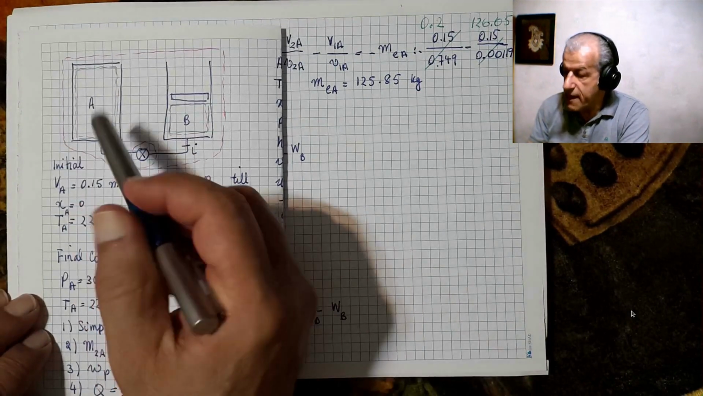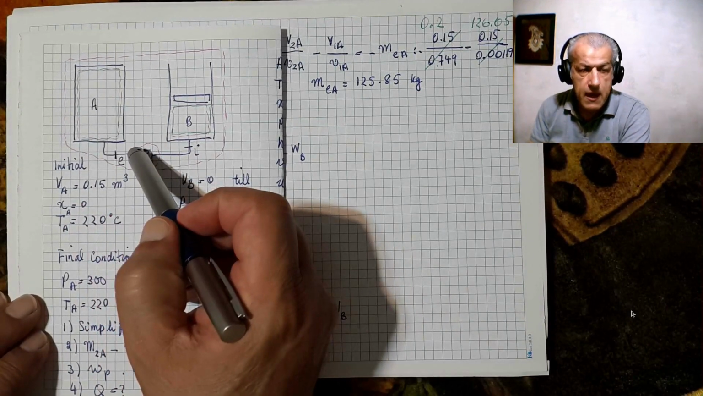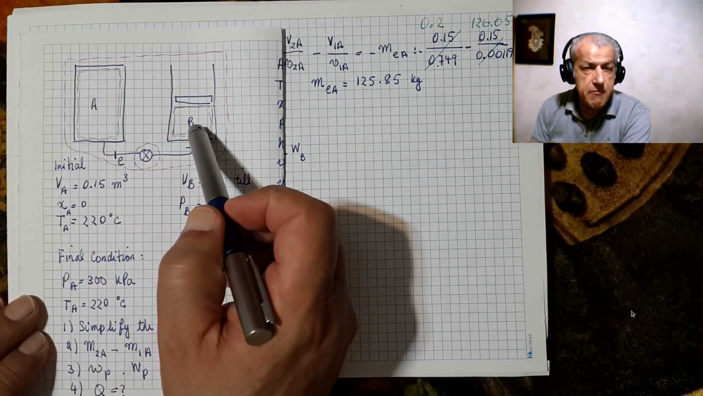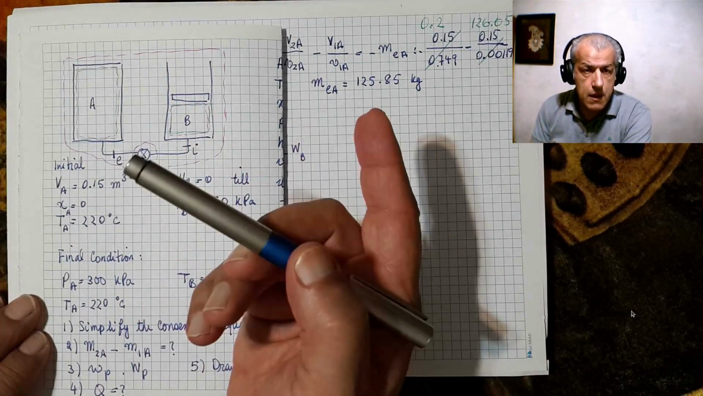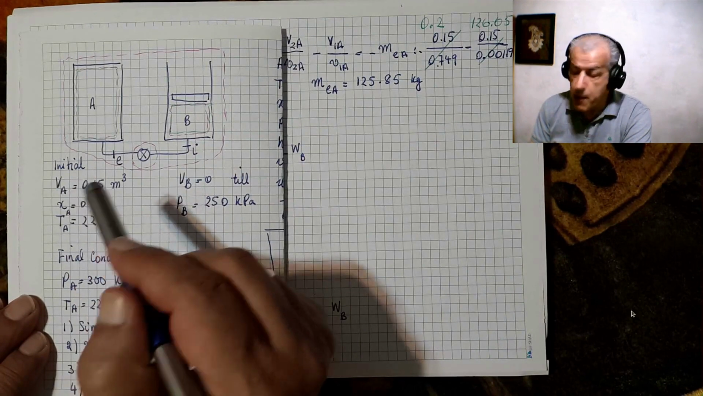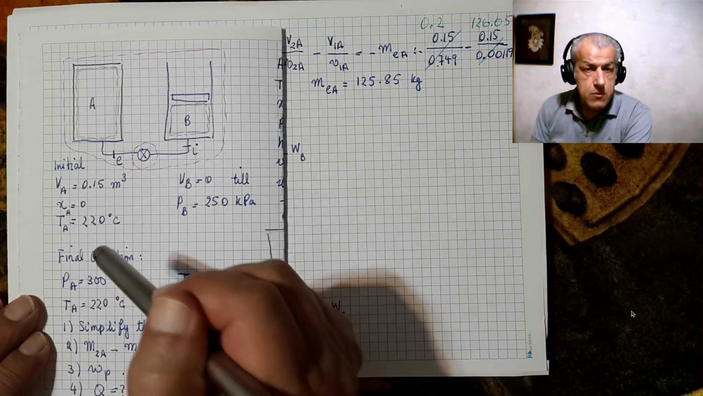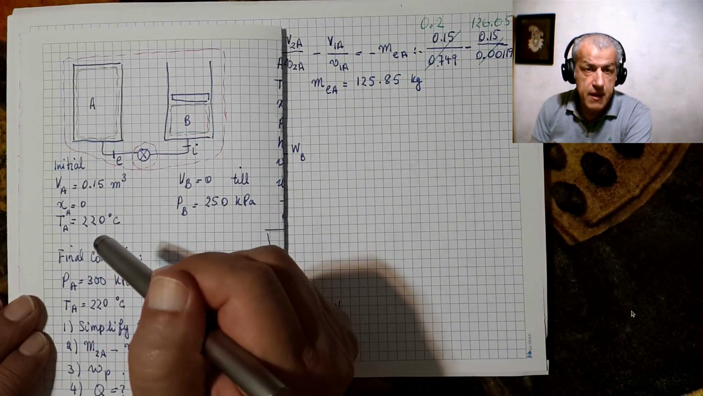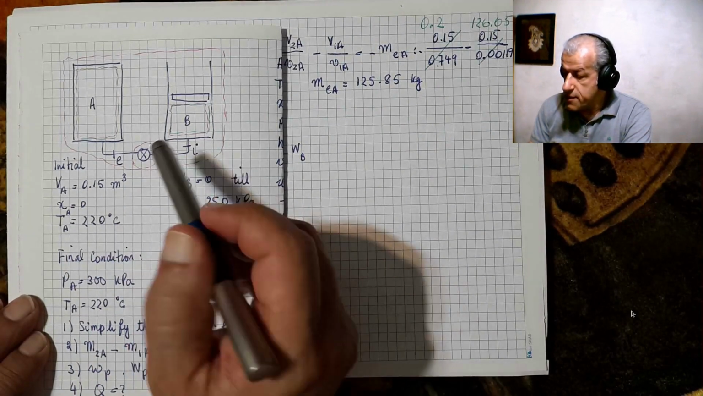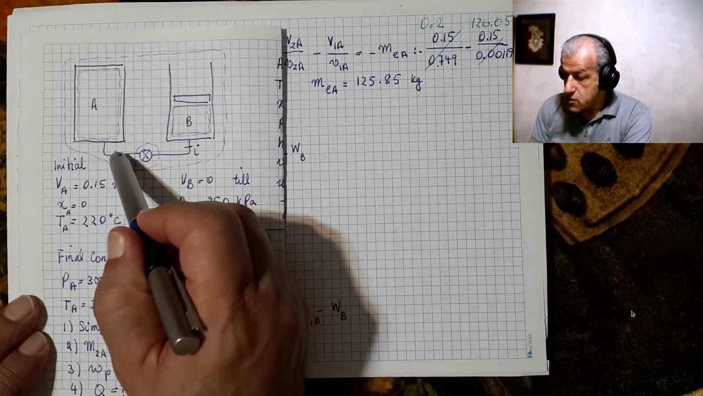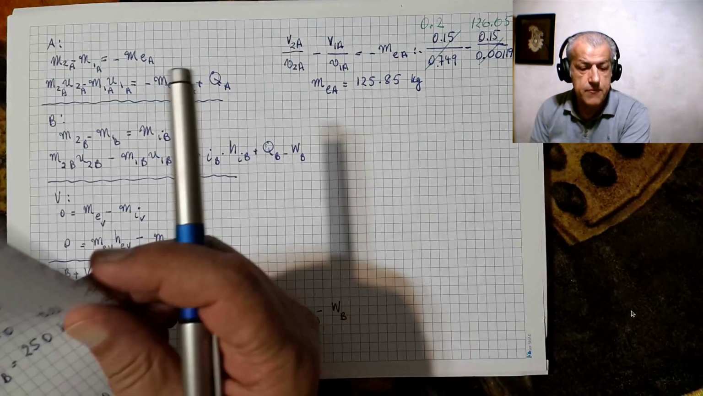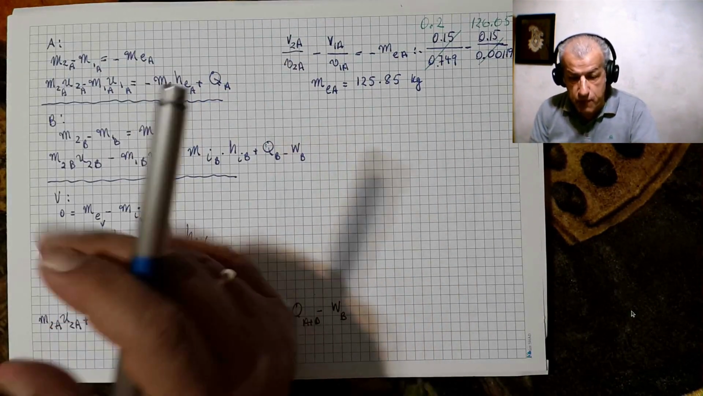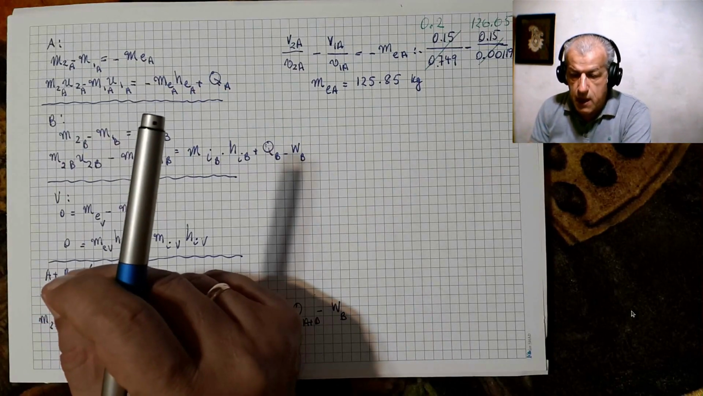So we now know how much mass has gone out of A, and this is exactly the same mass that has entered B. MIB would be exactly the same, and also the mass that goes through the valve is also the same. So we know quite a number of items.